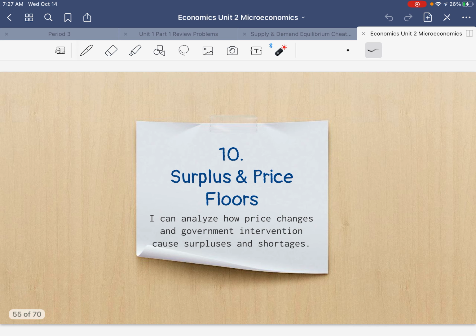Let's talk about surplus and price floors. It's the exact opposite. So everything we just learned about shortage and price ceiling, we're going to flip-flop around for surplus and price floors.